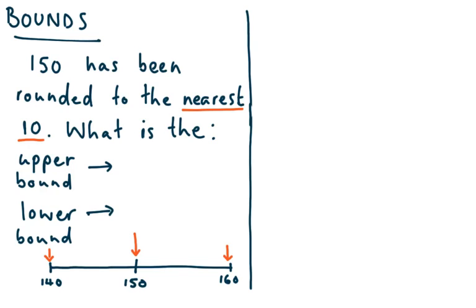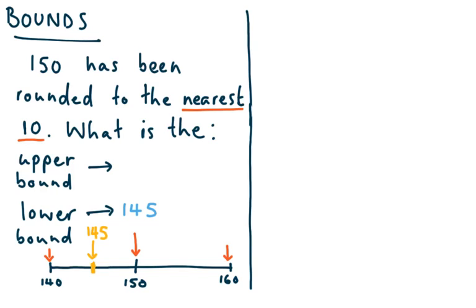What about 144? Would that be the lowest number that would round to 150? No, that would round to 140. What number sits in the middle? What number sits here? Because this is the number that would round to 150. And that number would be 145. The lower bound, the lowest number that would round to 150, is 145. That would be the lower bound.